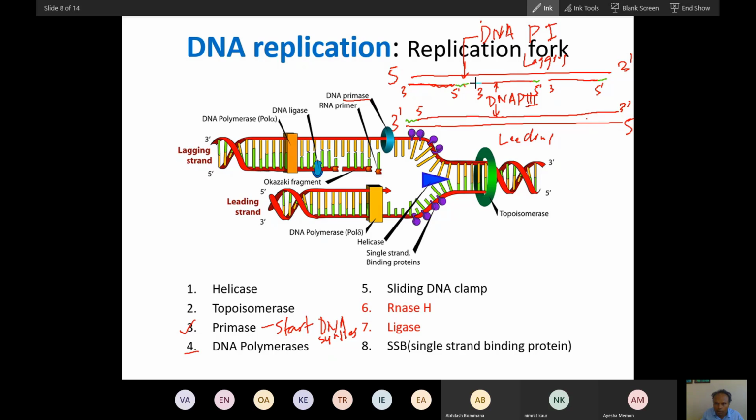After polymerization, what will happen? There will be fragments, and these fragments will be joined by one enzyme called DNA ligase. You can see DNA ligase will join this fragment. After synthesis of this DNA, the fragments will be joined by DNA ligase. RNase H will break this RNA primer, then DNA polymerase 1 will form DNA from here, and there will be a gap, and that will be joined by DNA ligase.